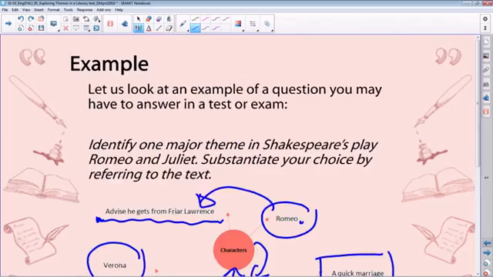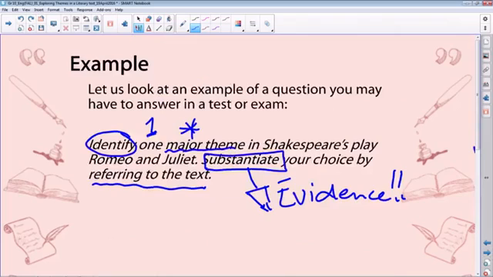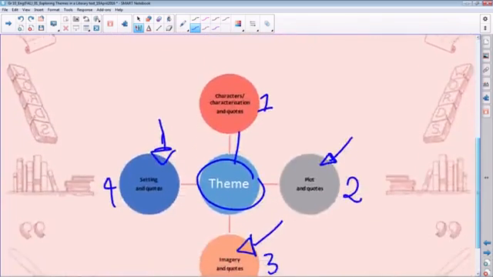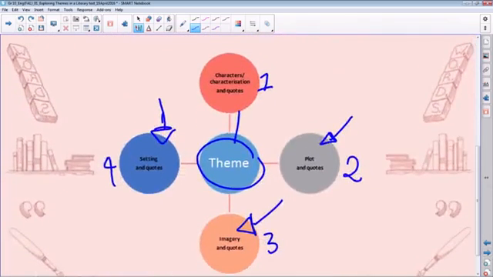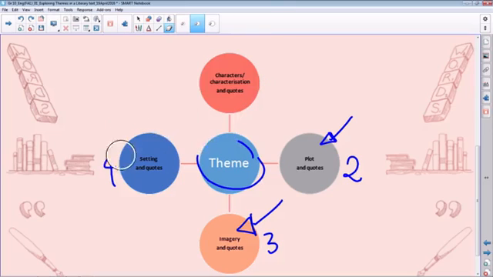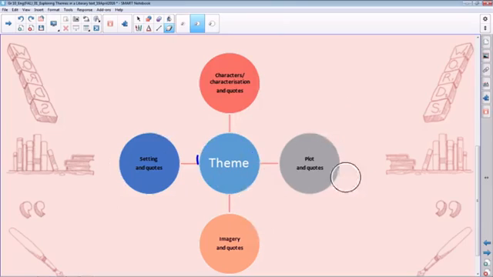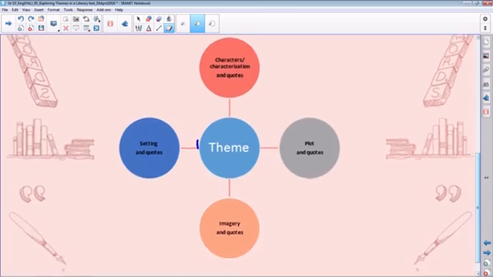Let's just go back and back again. All right, there you have it. Let me take all my scribbles off. There we go. And you can use that as your template for your diagram or your mind map.